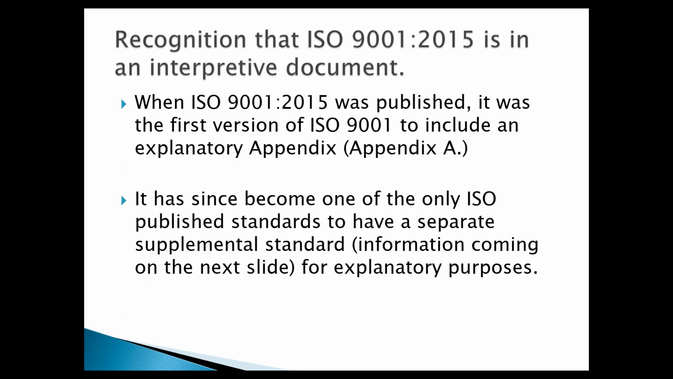Now, before we dive into expectations within an audit and preparing for an audit, it's important to recognize that ISO 9001 has always been an interpretive document from day one. And that's never been more true than the 2015 revision. When the 2015 revision was published, it was actually the first version of ISO 9001 to have an explanatory appendix. If you look at Appendix A, there are 8 explanatory subclauses written right into the standard. Since it was published, it has become one of the only ISO published standards to have a separate supplemental standard for further explanatory purposes.